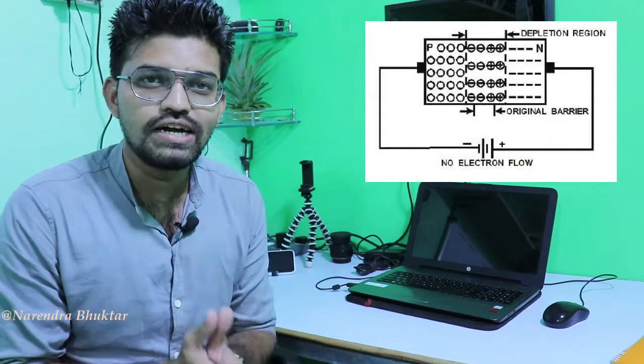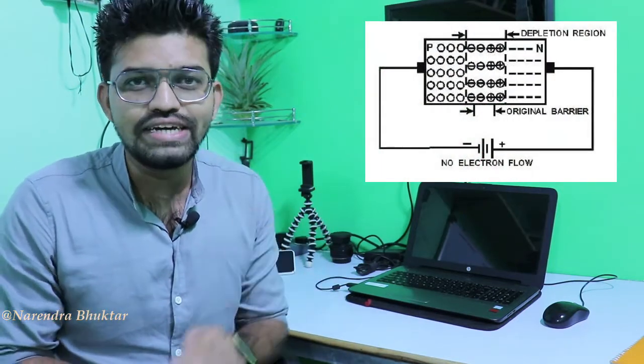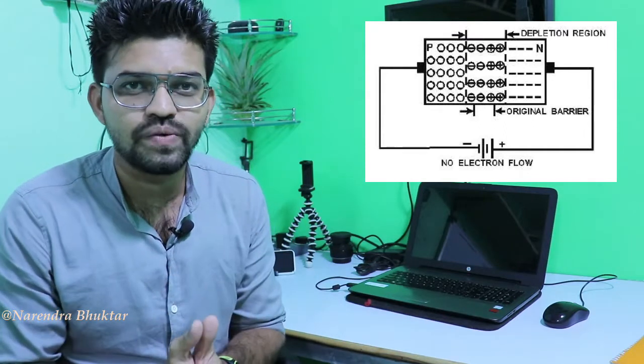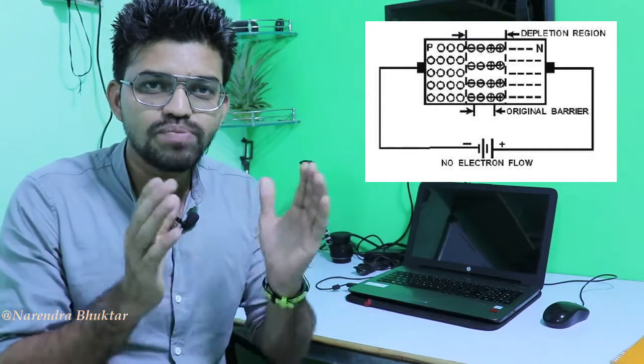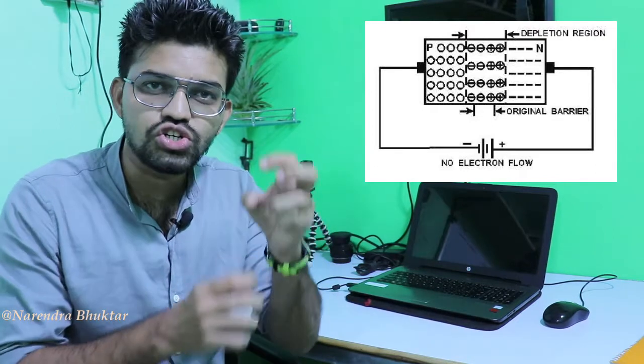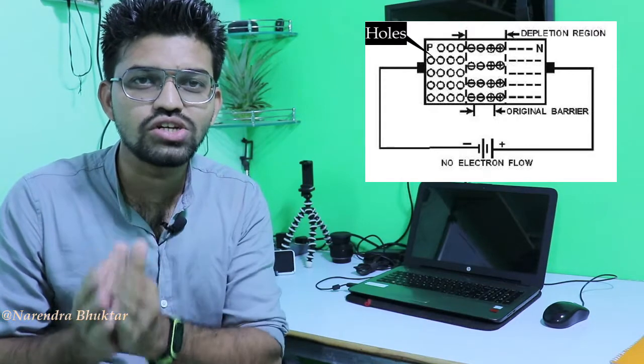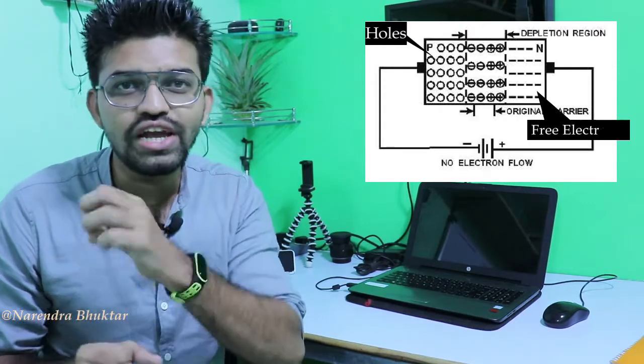So guys, you might have heard about the working of the semiconductor PN junction. Basically, the working of the LED is based upon the PN junction. This PN junction consists of the P region, which has the positively charged holes, and the N region, which consists of the free electrons.